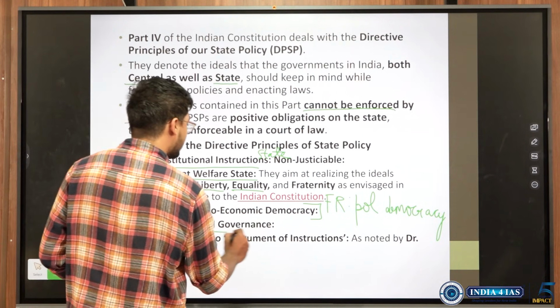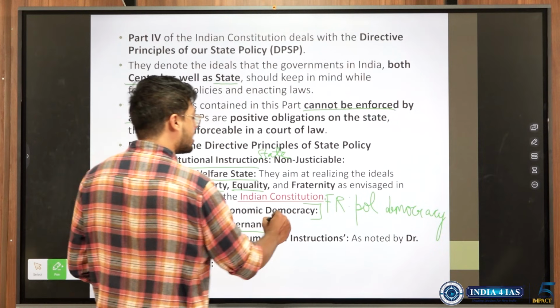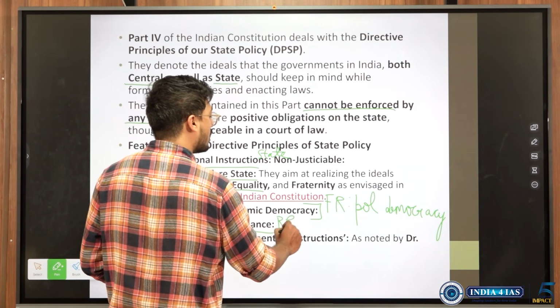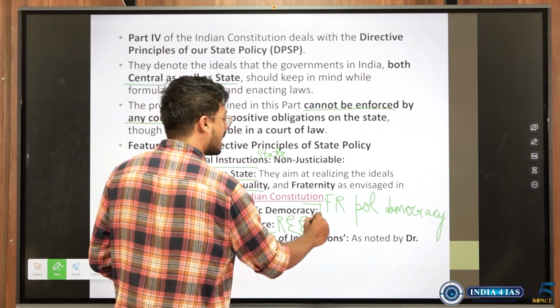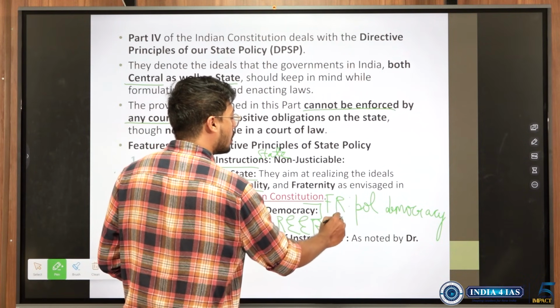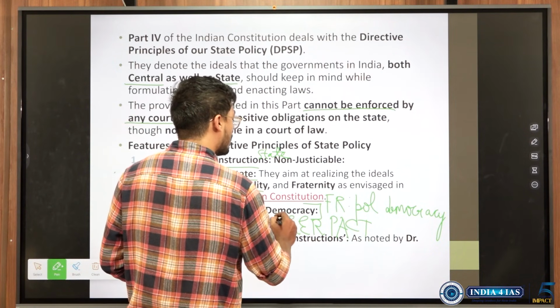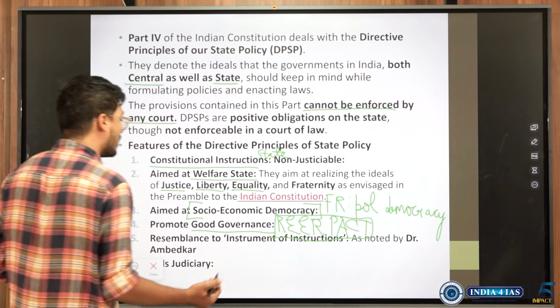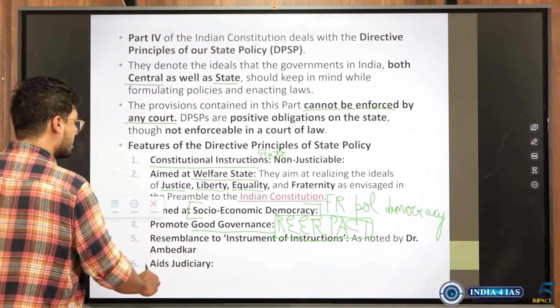Promoting good governance. See, these are the main points. Yes, it promotes good governance. What is good governance? There should be responsiveness, empathy, effectiveness, rule of law should be ensured, it should be participatory, there should be accountability, consensus with law, transparency. So DPSP does ensure good governance, and it also aids the judiciary.